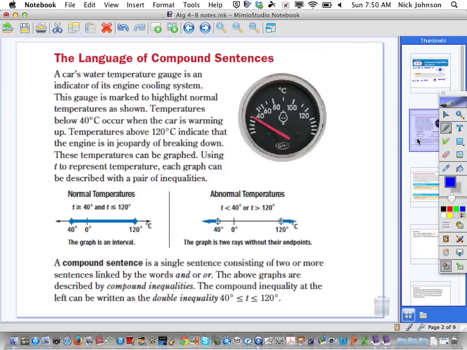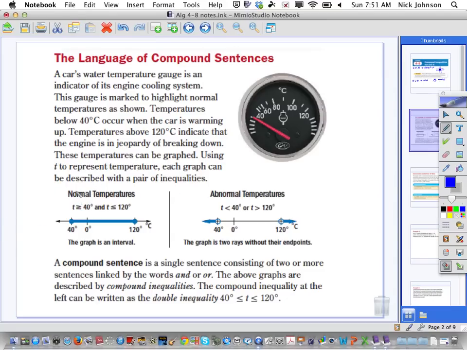The language of compound sentences. A car's water temperature gauge is an indicator of the engine cooling system. The gauge is marked to highlight normal temperatures as shown. Temperatures below 40 degrees Celsius occur when the car is warming up. Temperatures above 120 degrees Celsius indicate that the engine is in jeopardy of breaking down. These temperatures can be graphed. Using T to represent temperature, each graph can be described with a pair of inequalities.